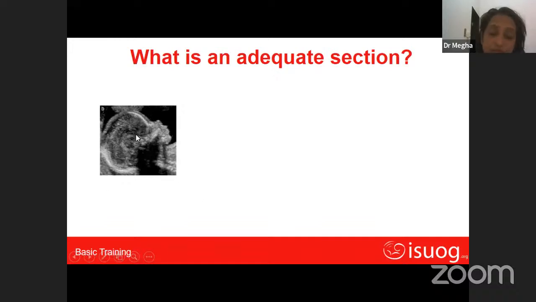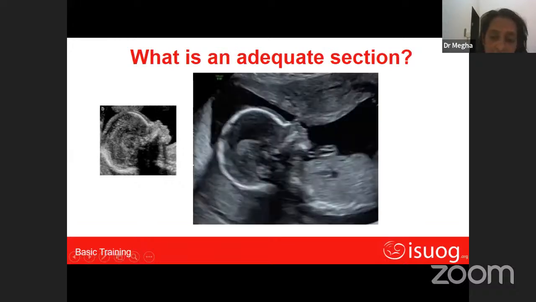This is the most perfect image that you can get. The forehead, the nose, the lips, and the chin. And if you draw an imaginary line between the tip of the nose, the upper lip, lower lip, and the chin, you'll see that they are in a straight line. In cases with micrognathia, the chin would be far behind this imaginary line. Right. So this is perfect. This is good. It's acceptable.